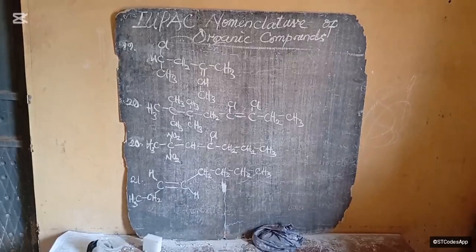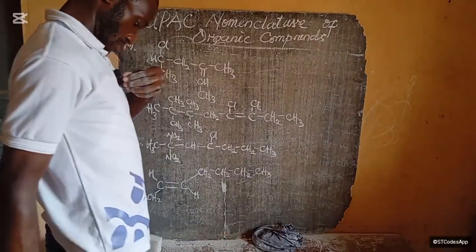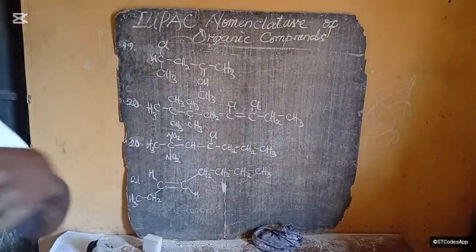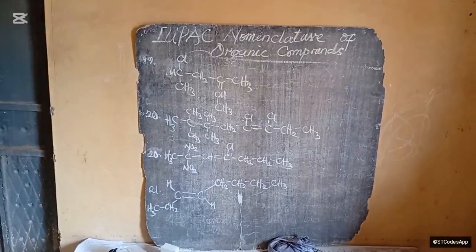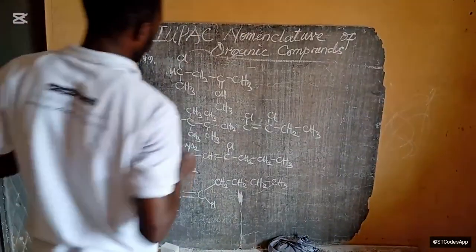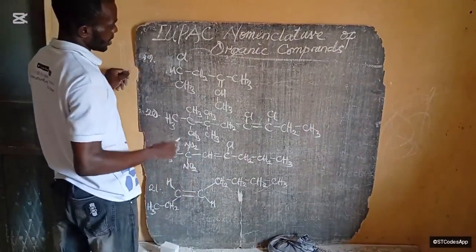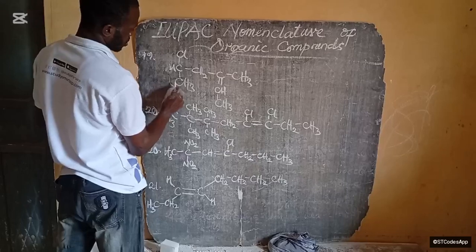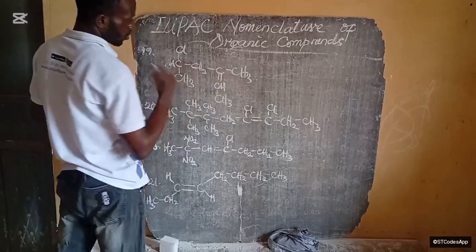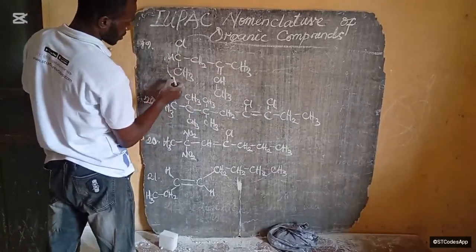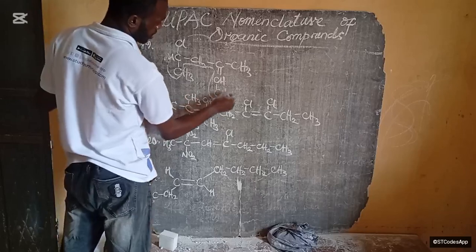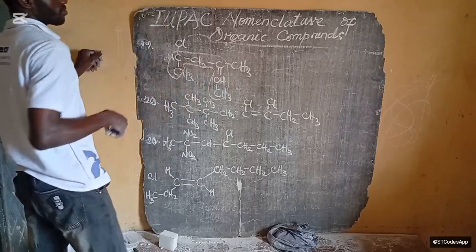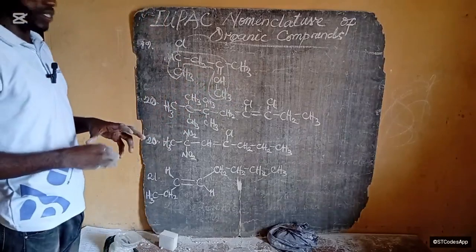All right, so let's name this guy. The longest carbon to carbon chain here is going to be this. If you take it like this, you'll be wrong. So be very careful. The longest carbon to carbon chain is going to be like this. Then of course the double bond must be included. So I have something like this. Is that okay? So that's the longest carbon to carbon chain there.